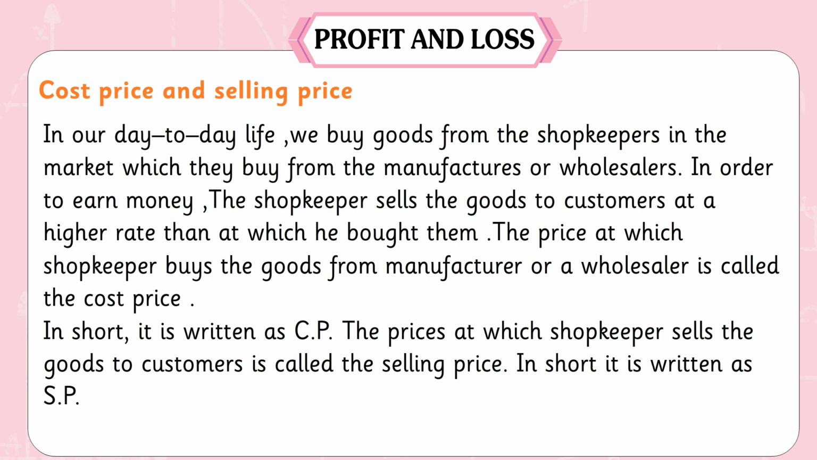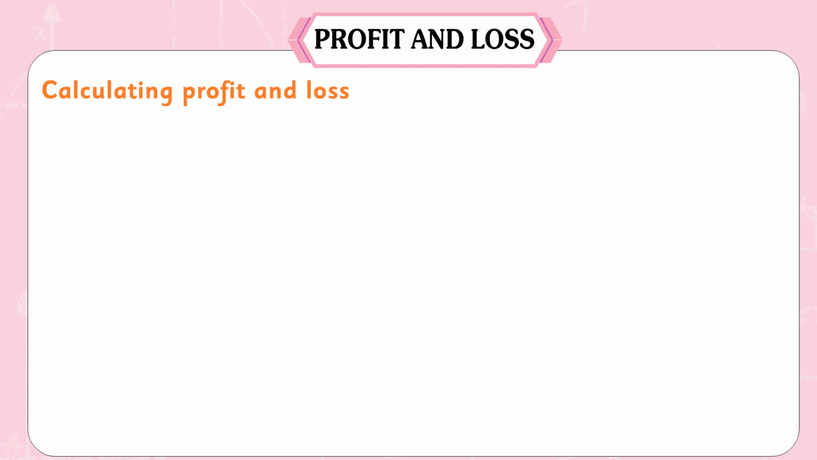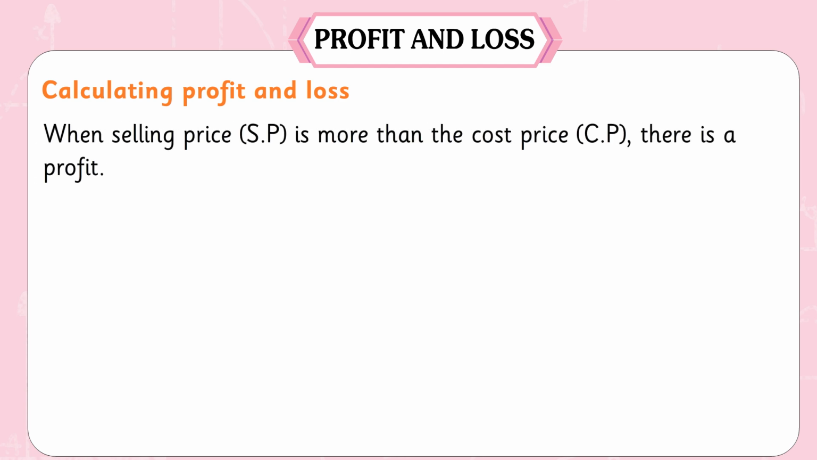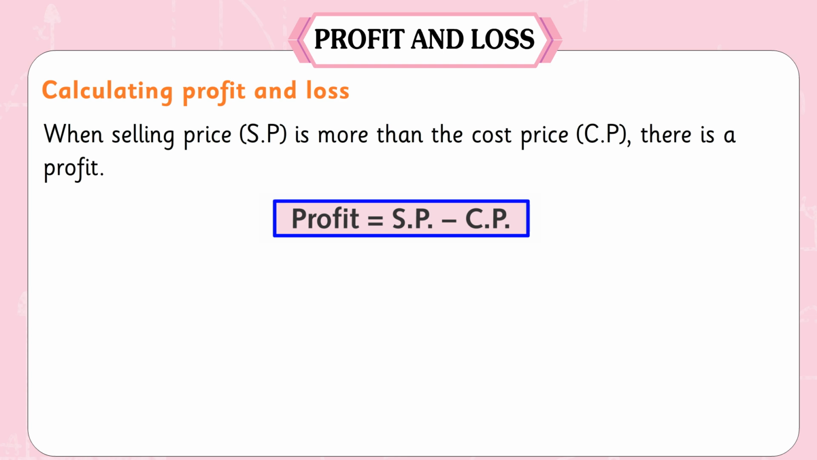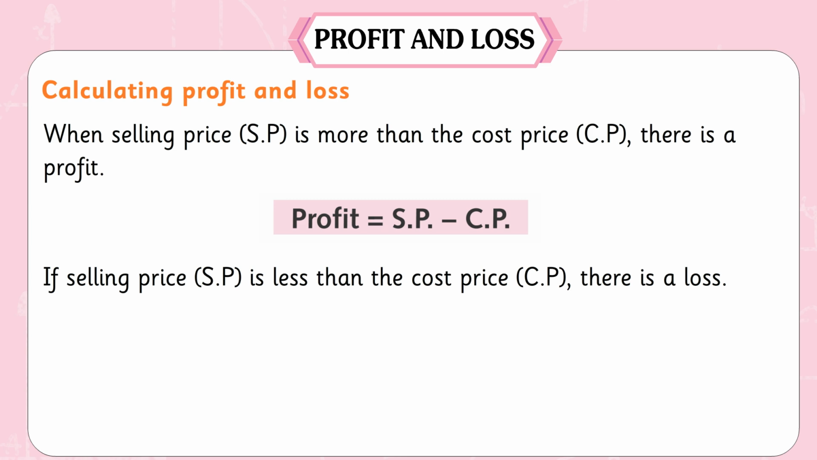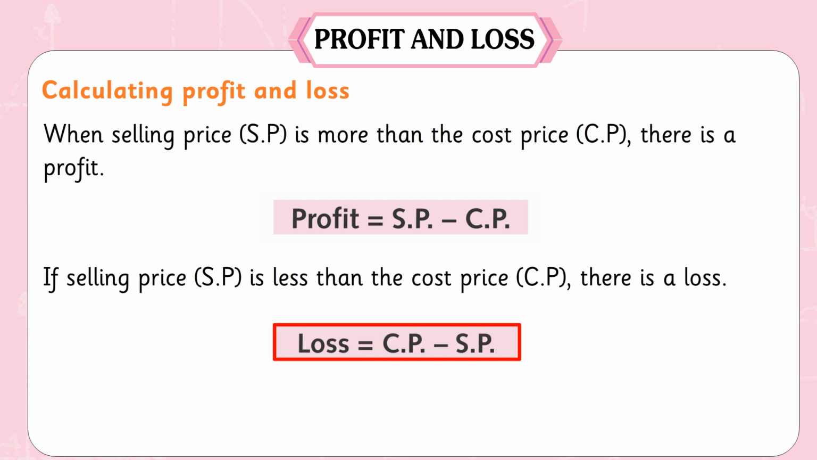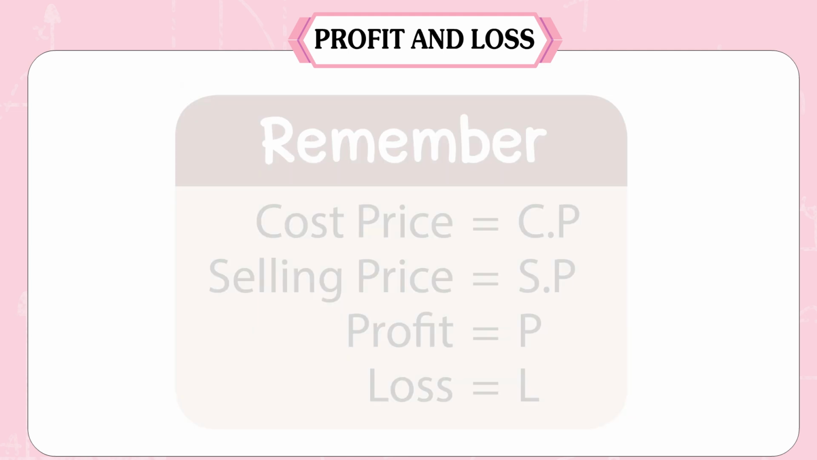The price at which a shopkeeper sells the goods to customers is called the selling price. In short, it is written as SP. Calculating profit and loss. When selling price SP is more than the cost price CP, there is a profit. Profit is equal to SP minus CP. If selling price SP is less than the cost price CP, there is a loss. Loss is equal to CP minus SP.